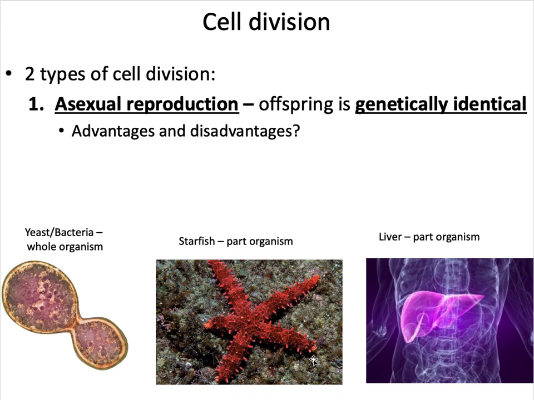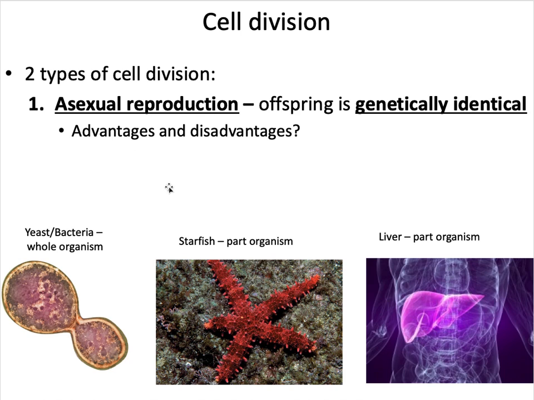Okay, so let's start with what cell division is. We know that cell division is when cells replicate so that we can either make a new organism, or a new part, or just another cell. There's two types of cell divisions. We have asexual reproduction. Asexual reproduction is when you do not need a mate or a partner, and the offspring, or the new cell, or the new part is genetically identical to the parent.